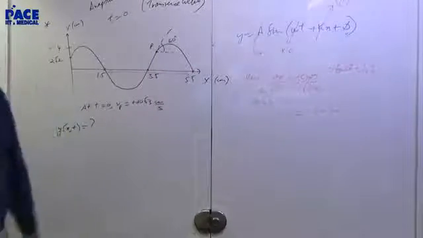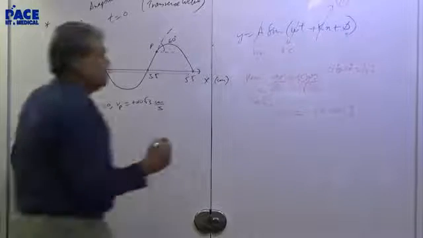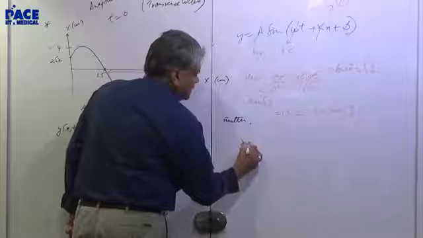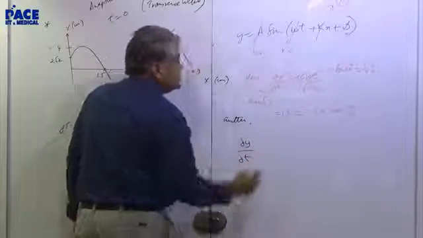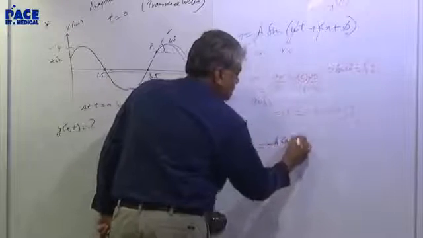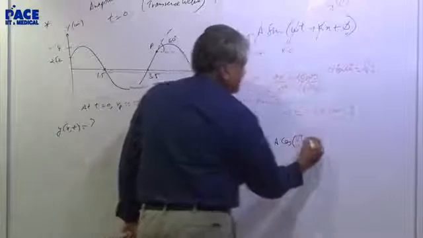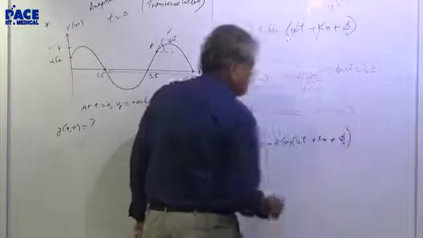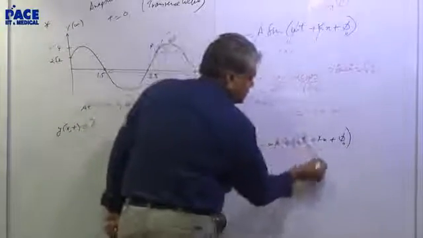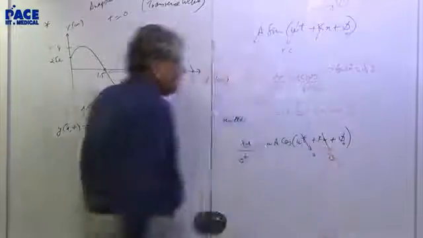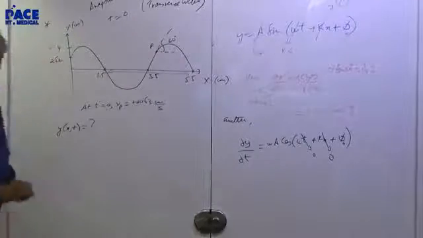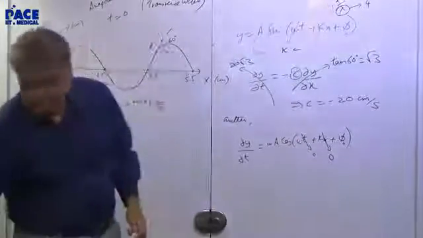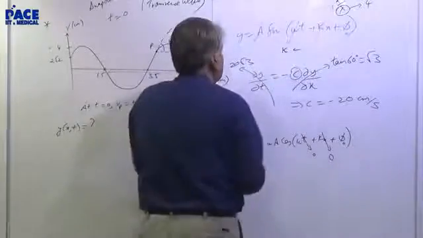So I have still to get phi naught. Further, del y by del t will be omega a cos omega t plus kx plus phi naught at t equal to 0 and x equal to 0. What can I say about the particle speed? Now I've written the things in black instead of red. Are they visible now?